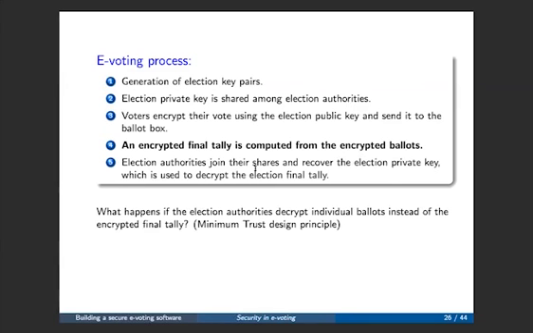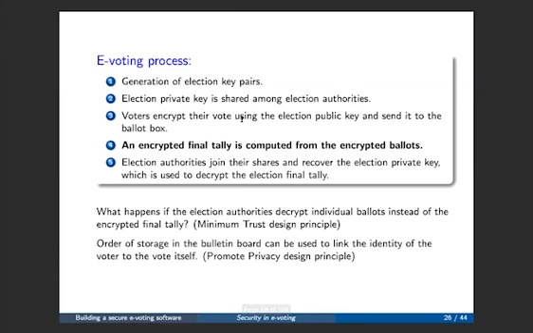But now what happens if the election authorities decrypt individual ballots? They can still do that, right? So they can just go here, this step, and before using homomorphic encryption, try to decrypt these individual ballots. And since these ballots have been sent to the bulletin board, the order in which they were recorded might also be linked to the identity of the citizen sending that ballot.